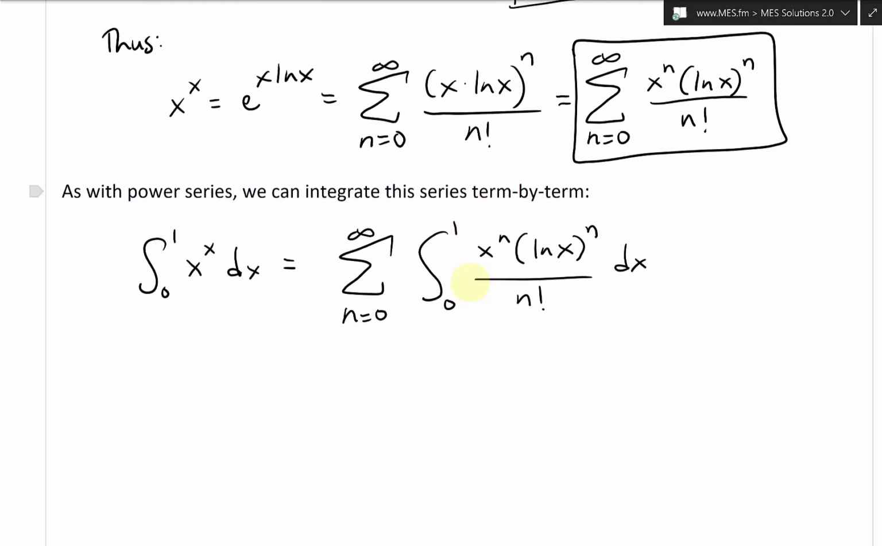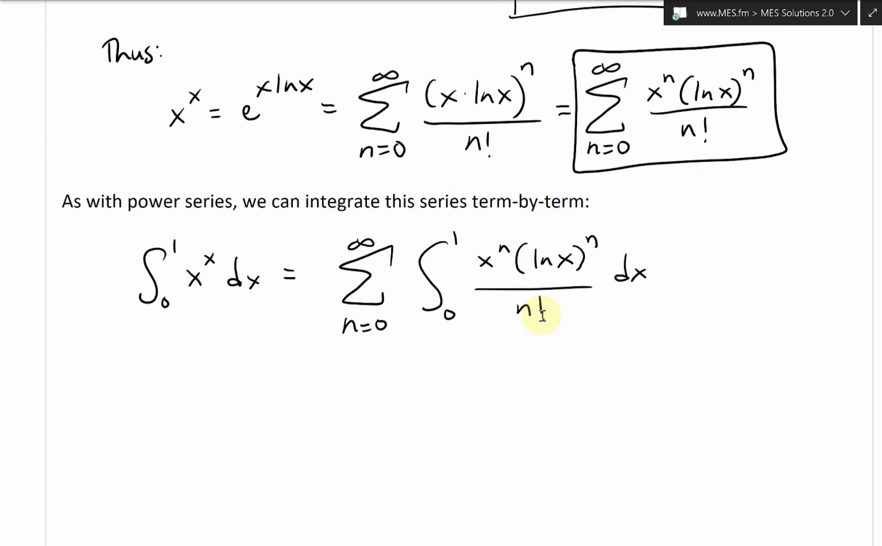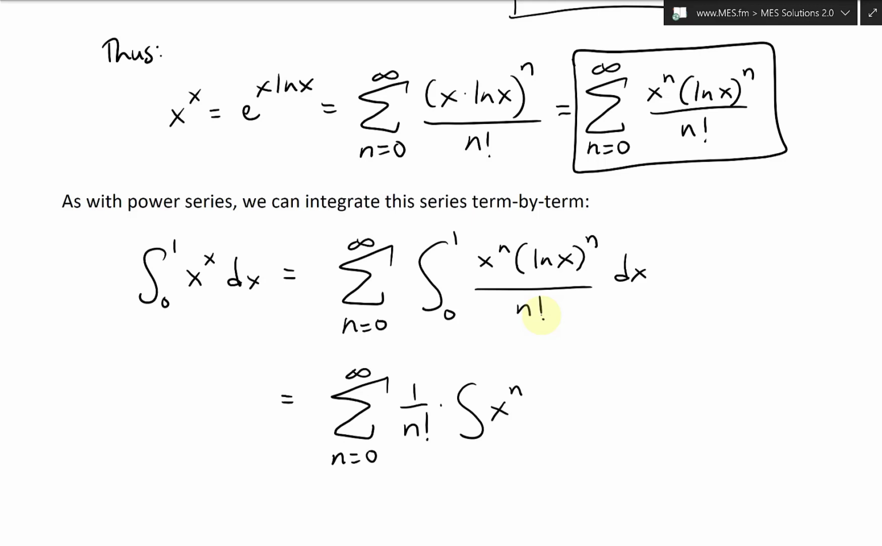And what I'm going to do now is remove this n factorial out of the integral, because there's no x inside, since we're integrating in terms of x. So this is the summation from n equals 0 to infinity of 1 over n factorial, times, again, the integral from 0 to 1 of x to the n, ln x to the n, dx.